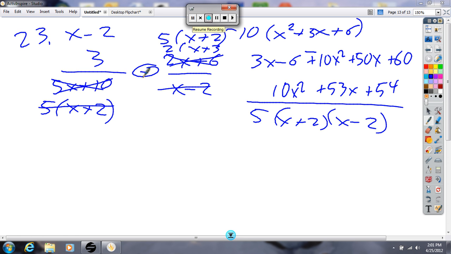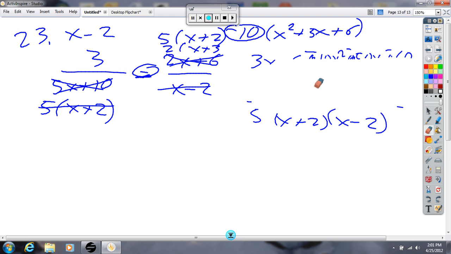Okay, this is a negative, which I left out, which makes it a negative 10 up here, which means this is correct, but all the signs are wrong. So this is supposed to be a negative 10, this is supposed to be a negative 50, and a negative 60. That means our answer, oh, that didn't work.